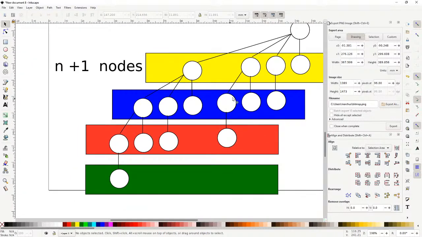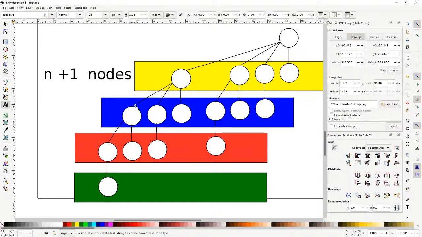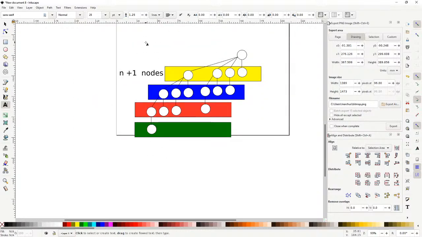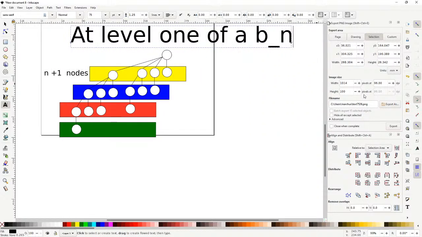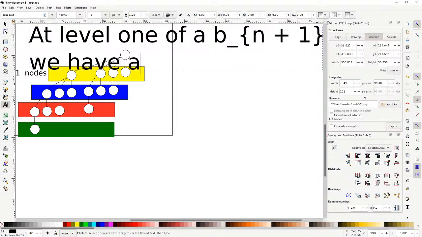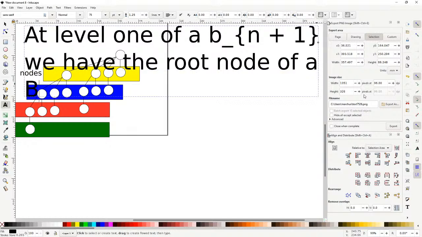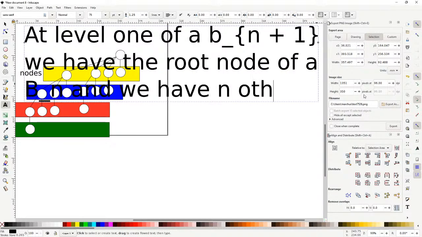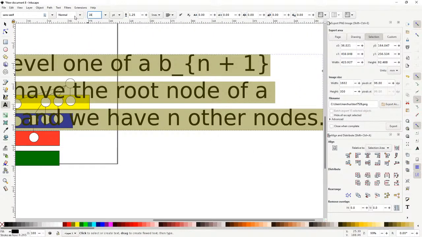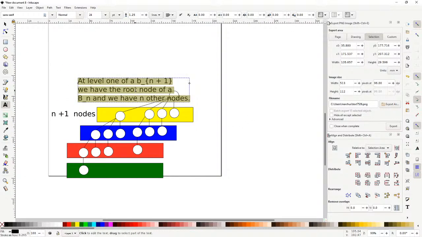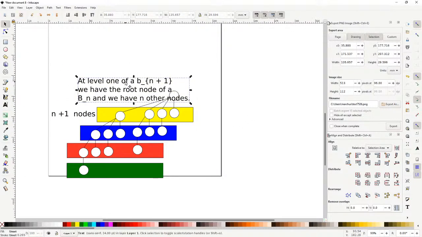And then at the next level, what do we see? We see that at level 1, this is the real hint. So at level 1 of a Bn plus 1, what do we have? We have a Bn, we have the root node, and we have n other nodes, right? And then let's look at some other levels.